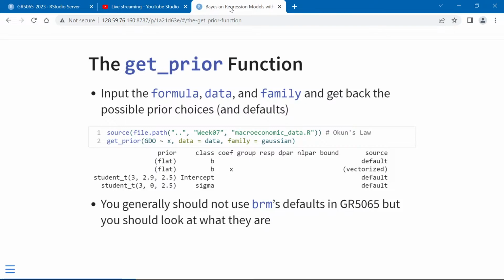Now, we haven't really been using the default priors even in RStanArm, and you really should not be using them on your homeworks or things like that, because at best, it should be impossible for someone like Paul or myself or Jonah that maintains these packages to choose a better prior than you can when we don't even know what the data is.